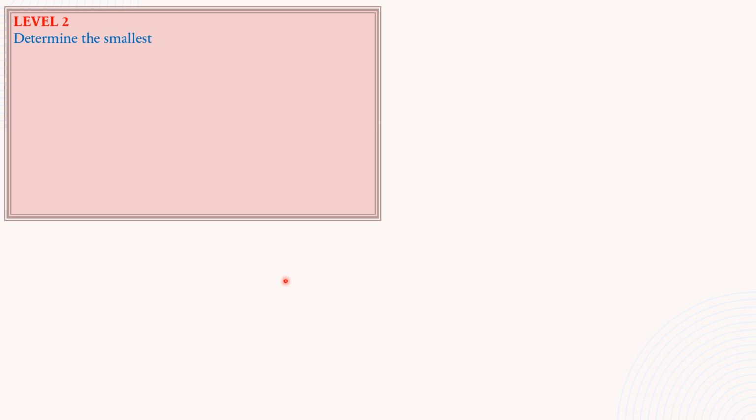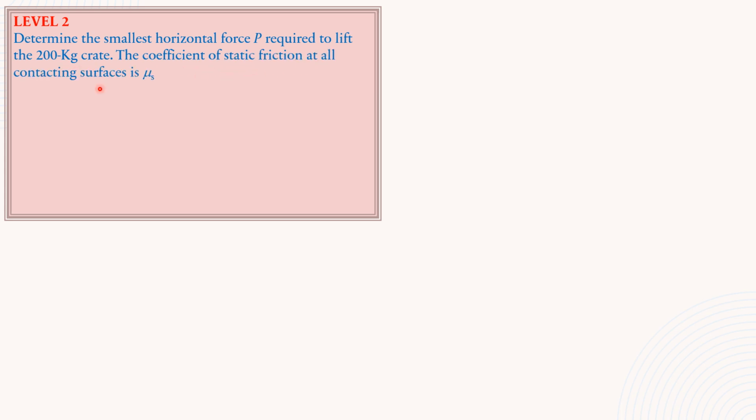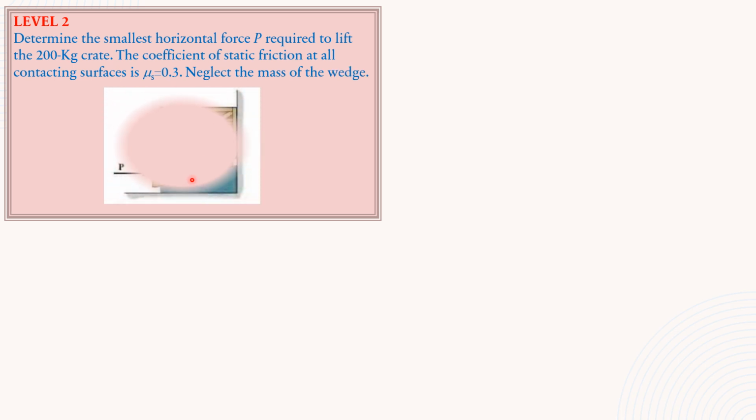Level 2, determine the smallest horizontal force P required to lift the 200 kilogram crate. The coefficient of static friction at all contacting surfaces is mu sub s equals 0.3. Neglect the mass of the wedge. So here is the given figure. Let's have the free body diagram of this 200 kilogram crate for the solution.